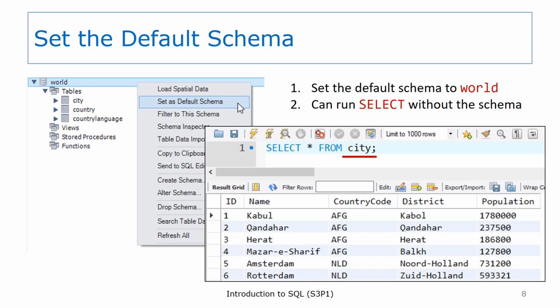If you need to work with a different schema for a while, you can use the Set as Default Schema item again to change the default schema. There is only one default schema at a time. After you set the default schema, you can run an SQL select statement like the one shown here. Notice that the table name City, shown with the red underline, is not schema qualified. That means that we did not put world.city to identify the table.